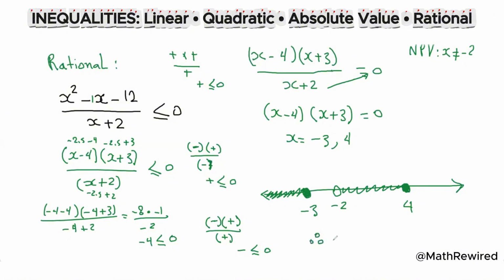Now, my solution is x is less than or equal to negative 3, or x is in between negative 2, and make sure you don't put an equal sign because it's an open circle, and 4.